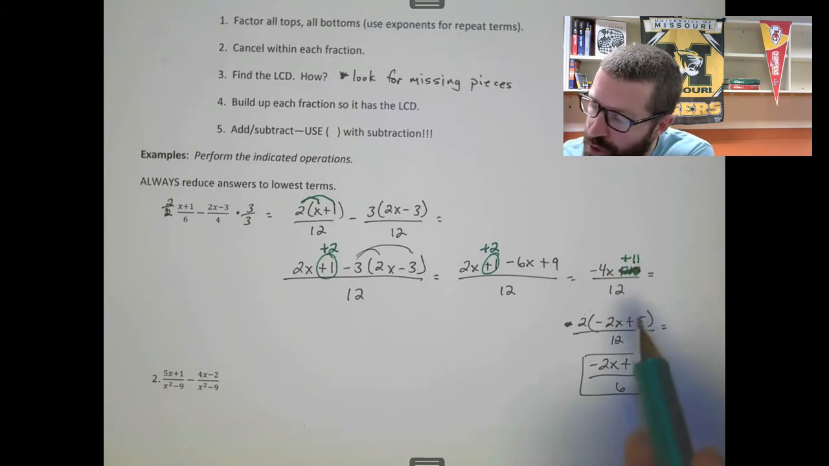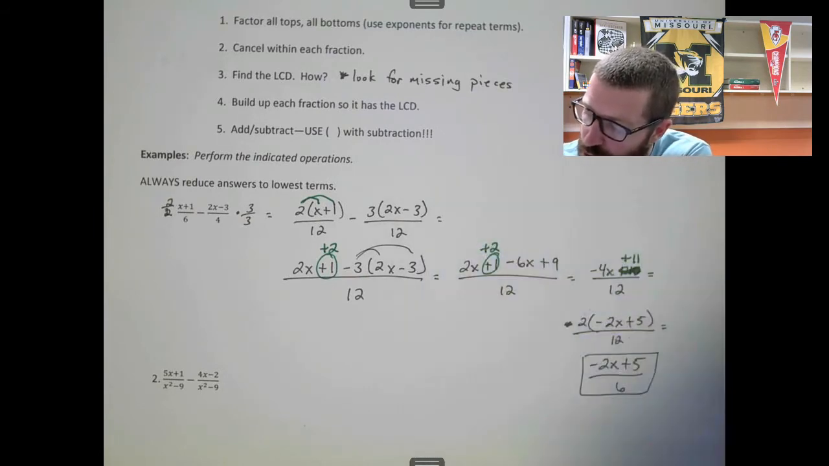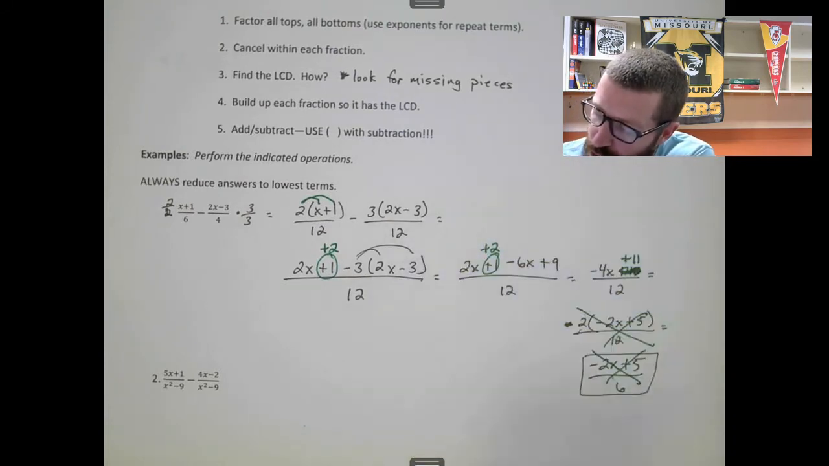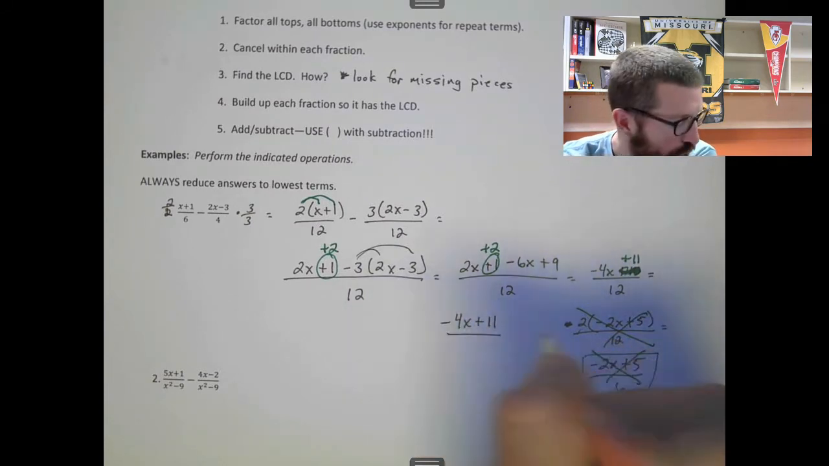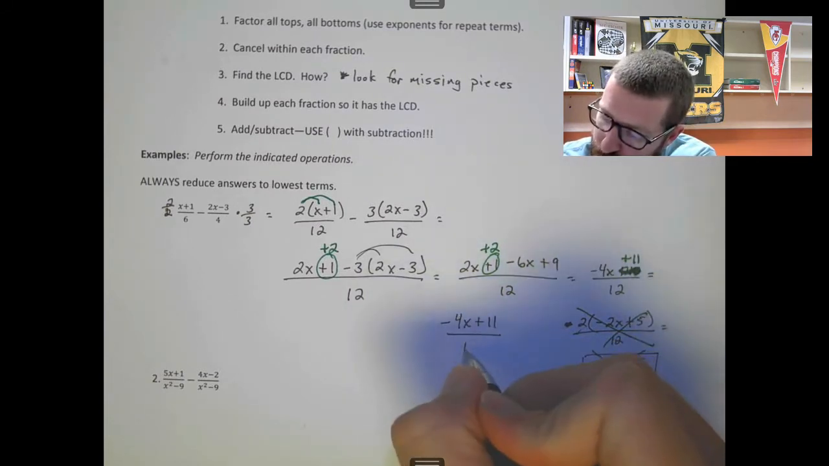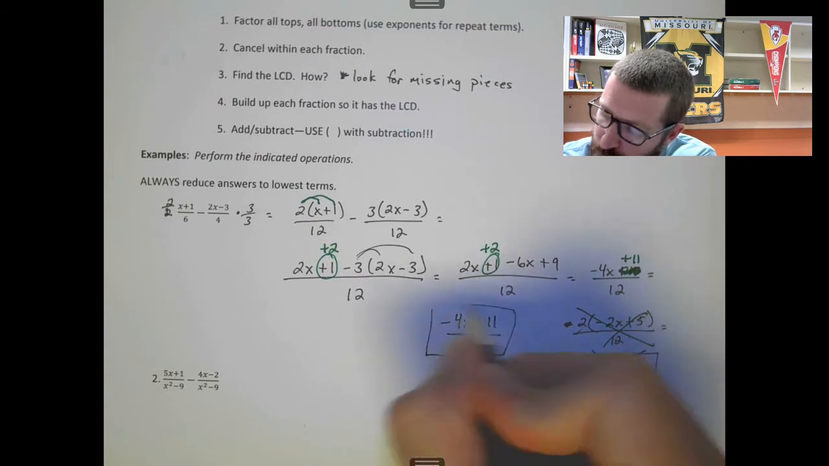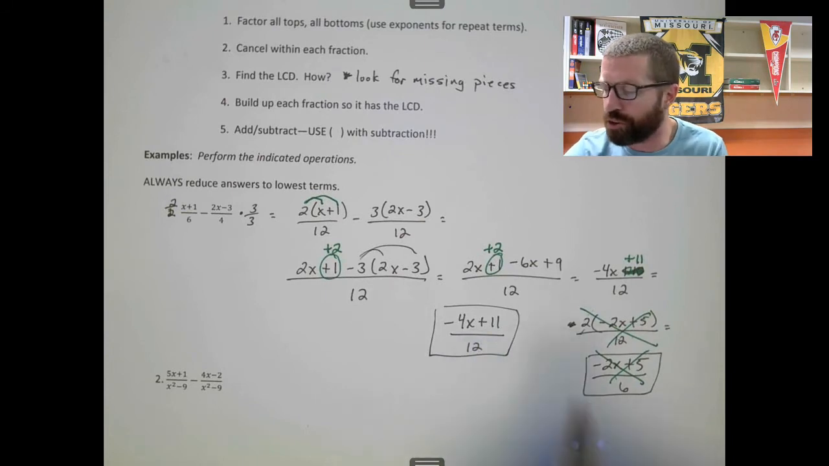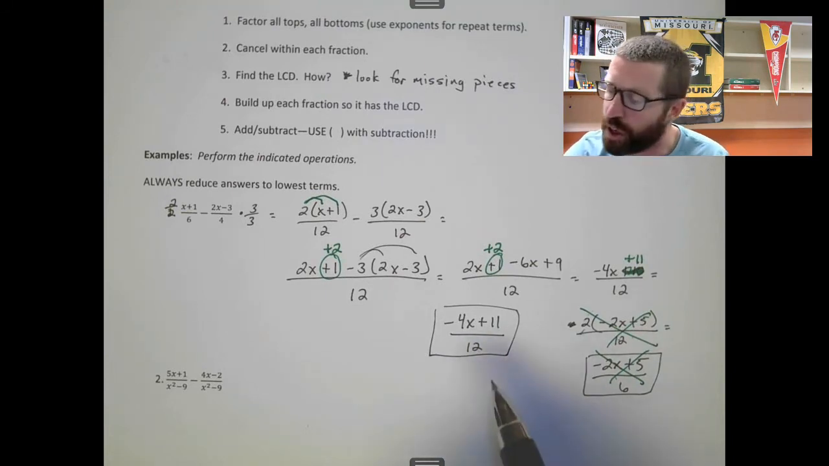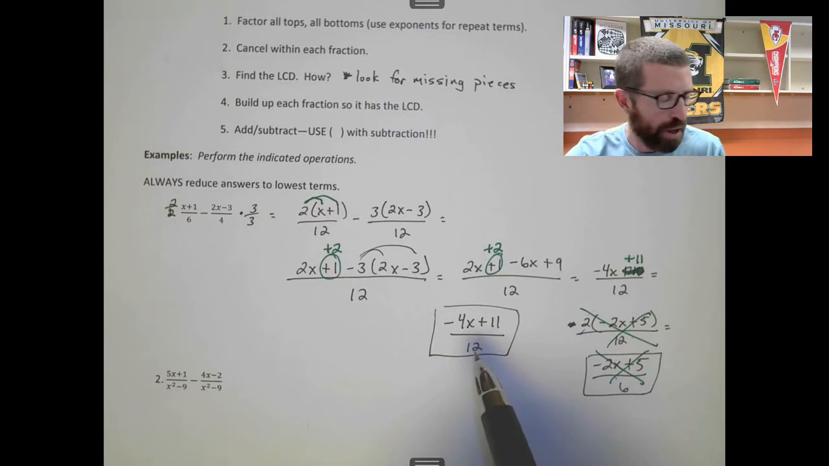And then that does not reduce. So we just have, let's get rid of this and get rid of this. And this is negative 4x plus 11 over 12. You could split this into 2 fractions if you want and reduce, but it doesn't make it any better necessarily. So we'll just leave it like that.